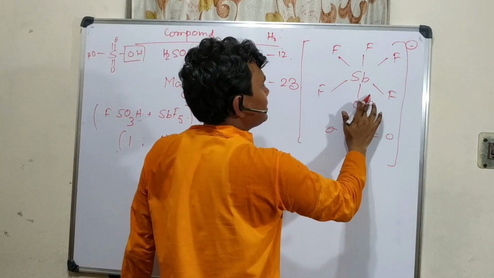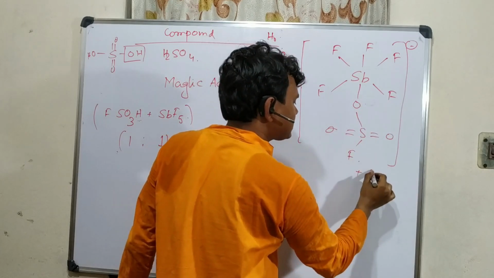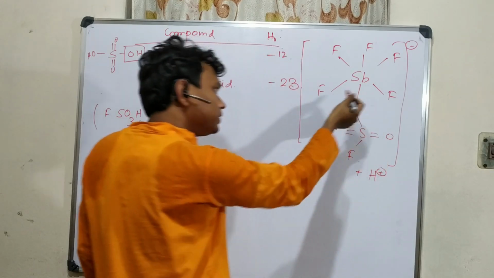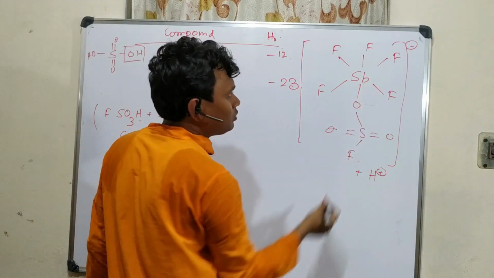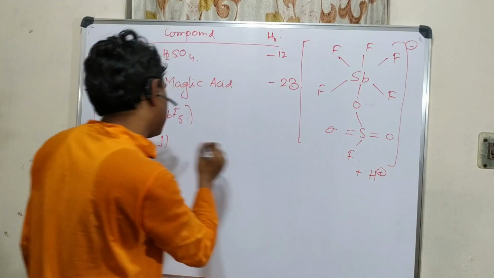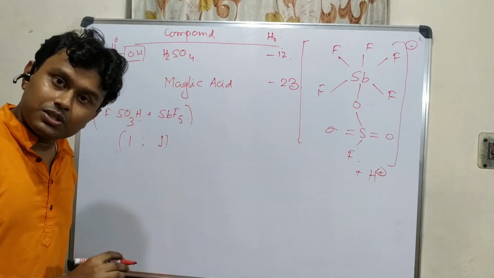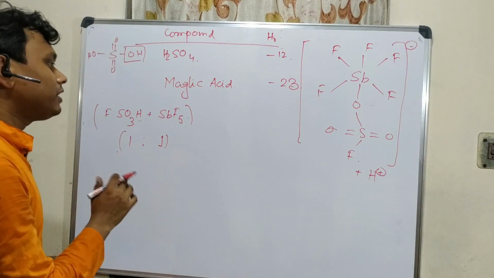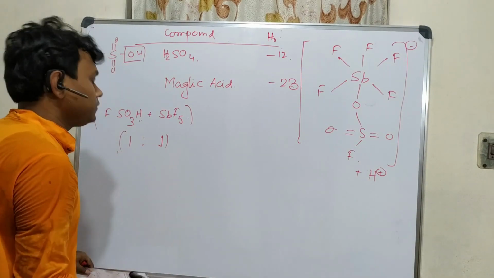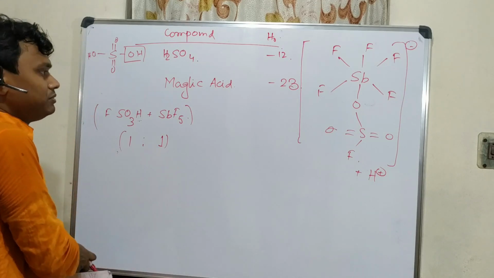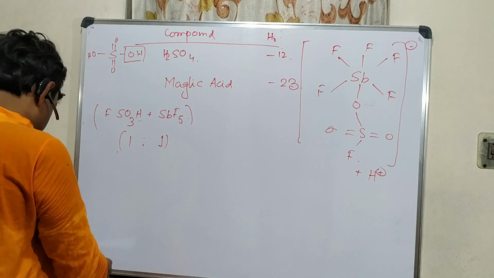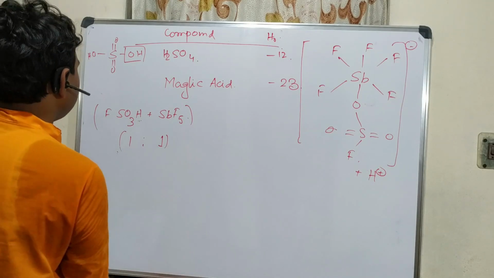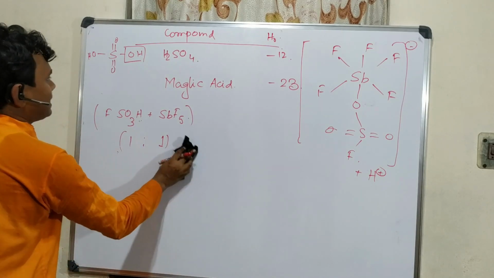That is the reason for its extremely high acidity. Even this ratio could be changed. If two amounts of SbF5 are taken, then another acid could be generated which will have a different type of stabilization, meaning it could be even more acidic. And another important thing is fluoroantimonic acid.